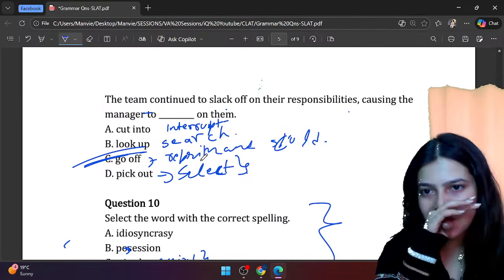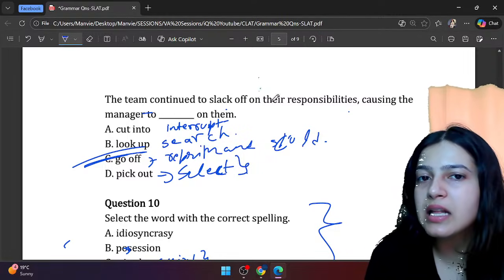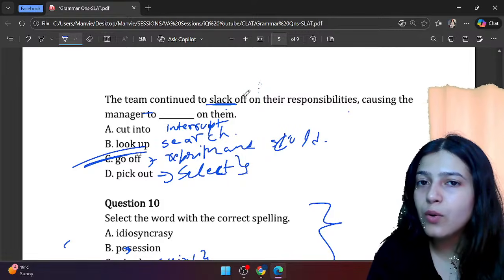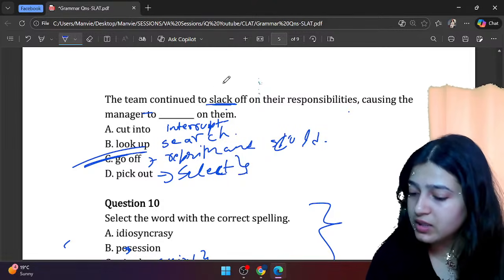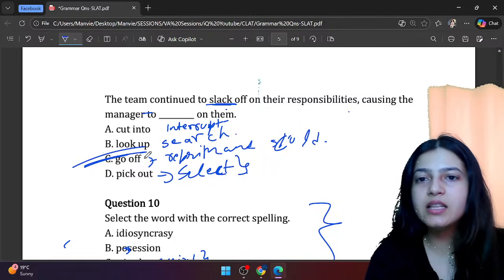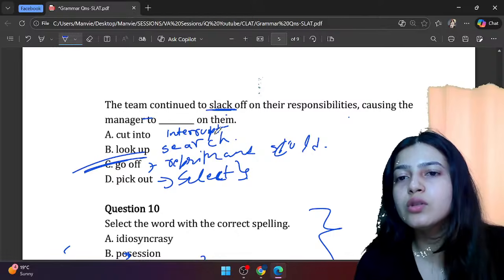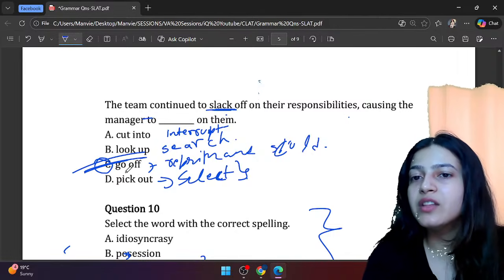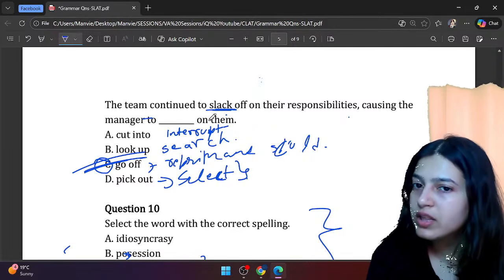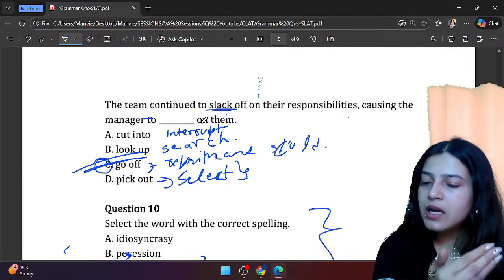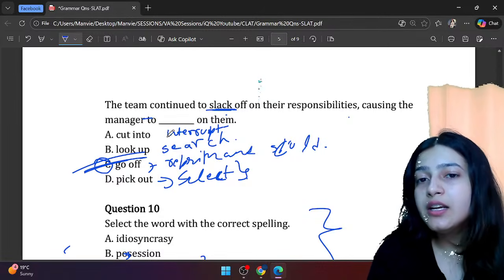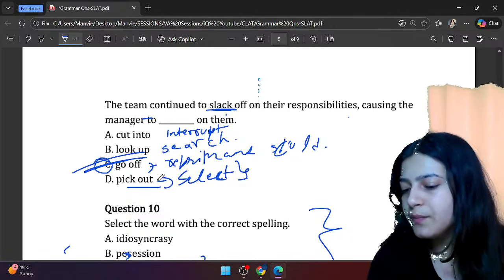This was one question which says the team continued to slack off on their responsibilities. Slack off is when they actually reduce the effectiveness, or they started working slow. ठीक है, this one was the last question, so C was the correct answer. Causing the manager to go off on them. That means the manager scolded them and reprimanded them. Look up is search, cut into is interrupt, and pick out is select.